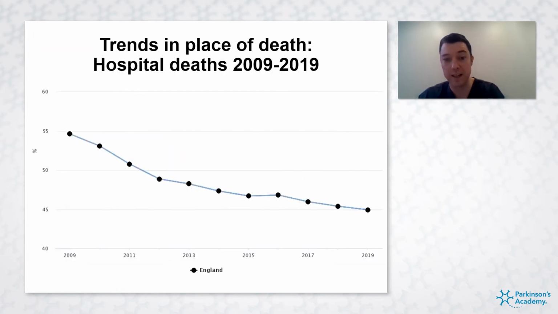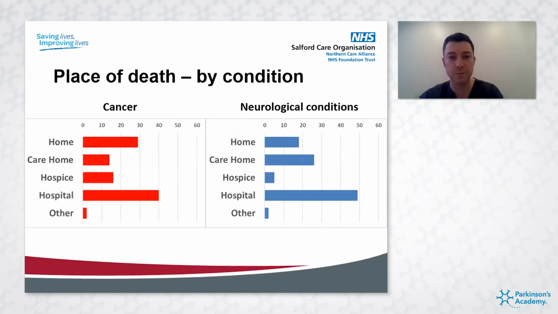And the trend is changing with that, and has changed over recent years. If we look back over the last decade, for example, that number has come down in terms of hospital deaths, from around 55% to nearer 45%, but still, not the majority, but the most common place of death, it remains hospital.